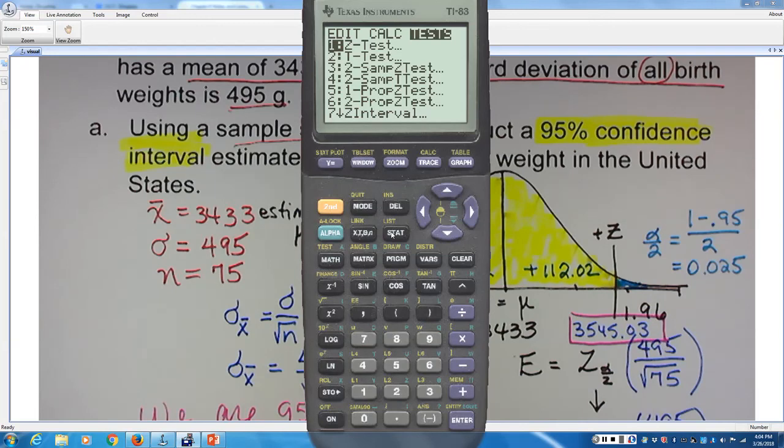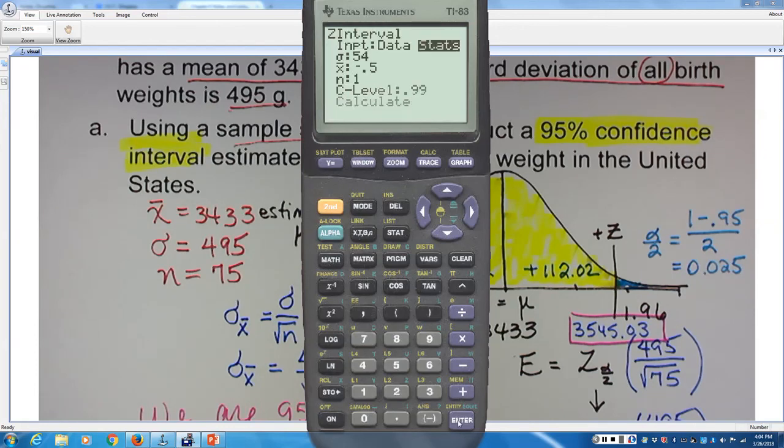Okay? What we want is an interval. So go down to number 7, which says Z-interval. You know what a Z-score is. This is based on using standard normal tables. So we want a Z-interval. And it asks us a series of questions. The first question it asks us is, do you have data or do you have statistics?